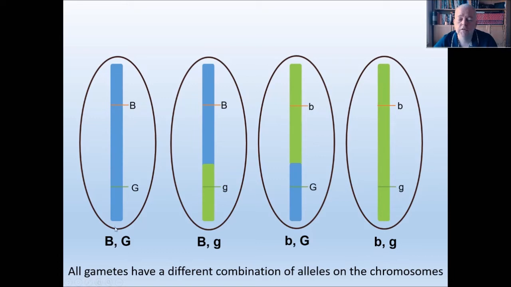And all gametes will have different combinations of alleles. Each one of these gametes that we've got here, just looking at that particular chromosome, each one of them is different. Remember, in humans we're looking at 23 pairs, so we can start thinking about the possible combinations. Crossing over can occur anywhere. It's a random process, so we've got a huge degree of variation.